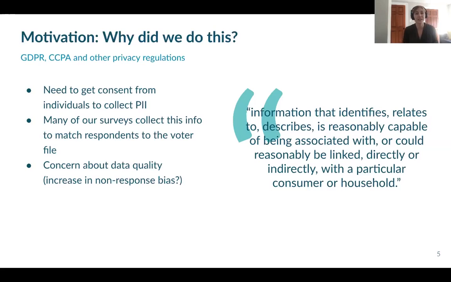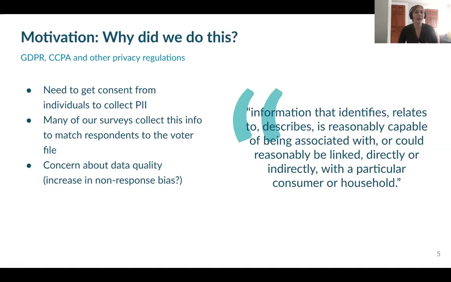A lot of our surveys do ask to collect this type of information. So in almost all of, or in at least half of our surveys, we collect things like name, email address, birth date, zip code. All of this falls under the broad definition of personal information, and we use this in survey research to match respondents back to the voter file, so that we can get a little bit more background info on an individual's vote history, other types of information.